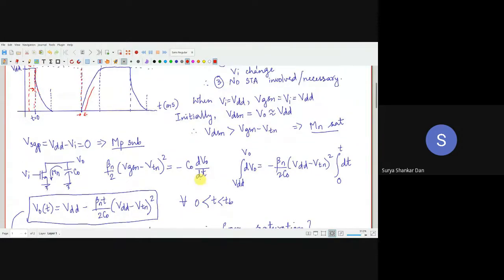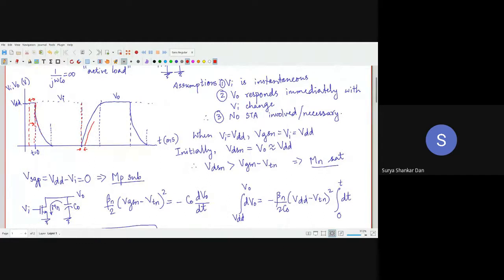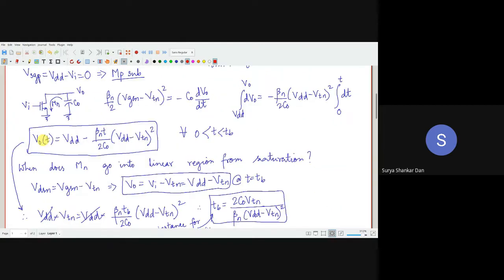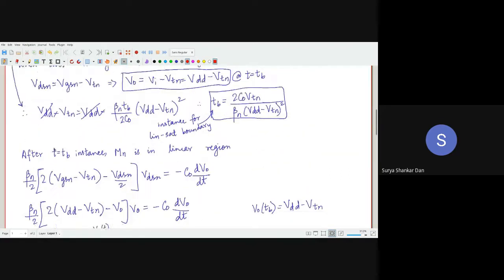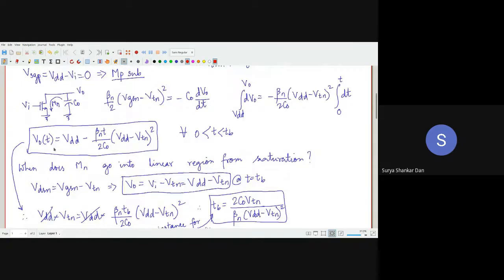So that means in this transition, if you notice, initially VO was VDD. Later on, it will start decreasing from VDD, right? So there will be a point when VI is basically VDD here, as you can see, at the same level, VDD minus VTN. Okay, so that instance I will call TB.